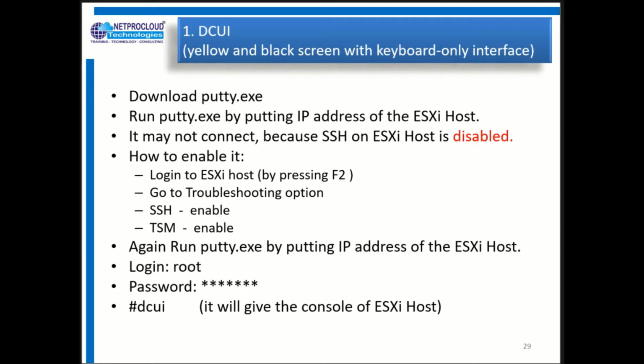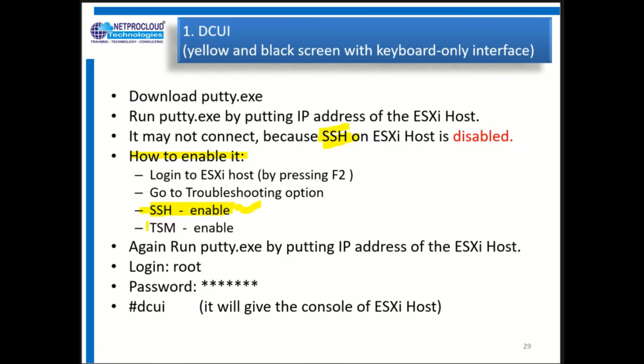So how does it work? First of all you have to download putty.exe, then run it by putting in the IP address of the ESXi host. It may not connect because SSH on the ESXi host is disabled, so then we have to enable the SSH. How to enable it? Log into the ESXi host by pressing F2 and go to the troubleshooting option. There in the troubleshooting option, SSH is there. You have to enable it.